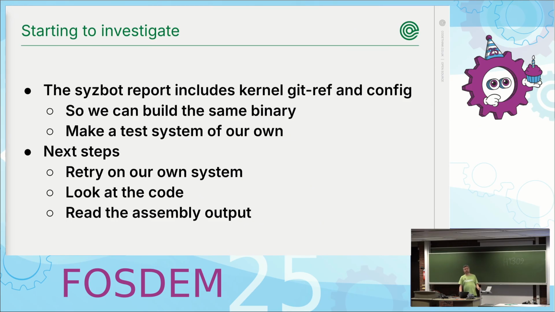The report also gives us the kernel git ref and config used to build it. So we can go away and build the same binary. So we could either look into the binary code, or make a test system of our own and rerun it, because one thing we haven't really known here is whether this is actually reproducible on real hardware. Could it be a bug in QEMU itself? I mean, we haven't really looked into whether that could be the case.